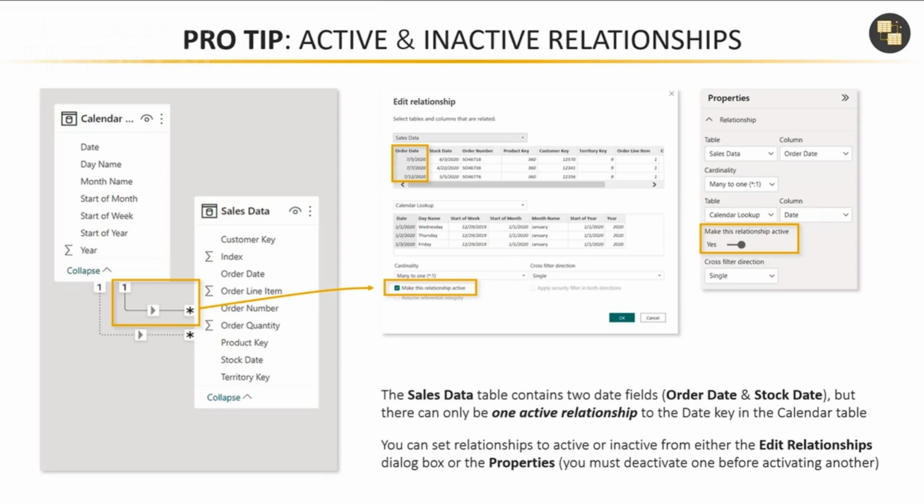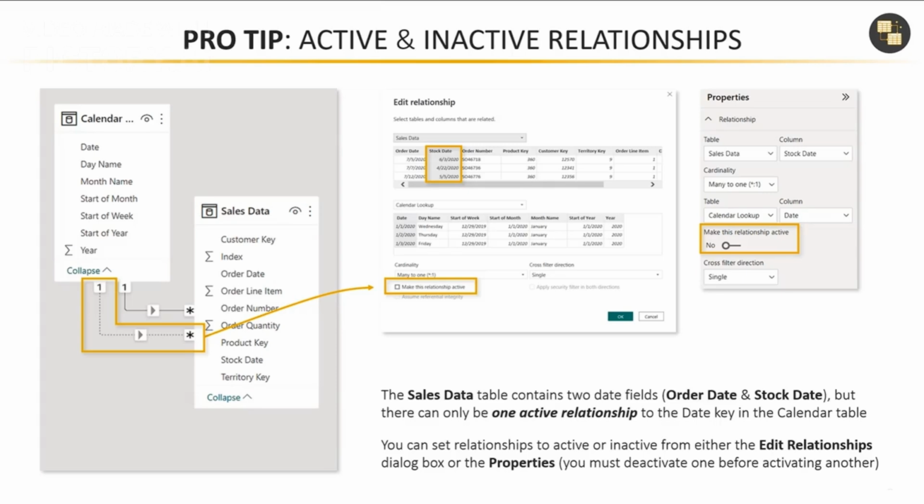In data models, you can set relationships to active or inactive to manage how data is connected. Only one active relationship can exist between tables at a time. Managing active and inactive relationships is crucial for accurate data representation. You can edit these relationships in the Properties or Relationship dialog box.